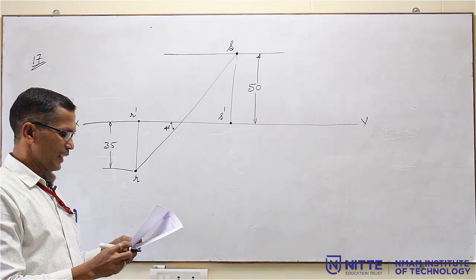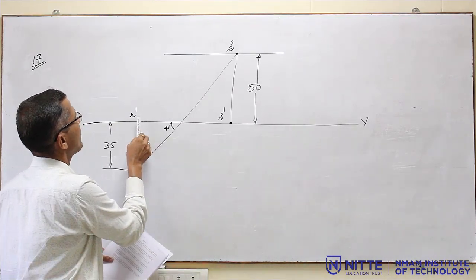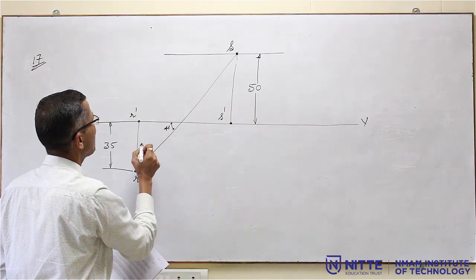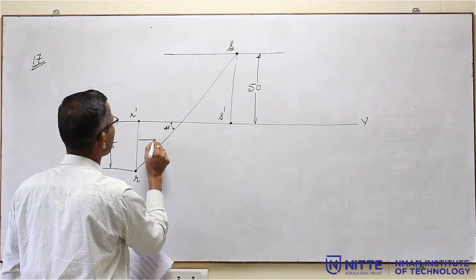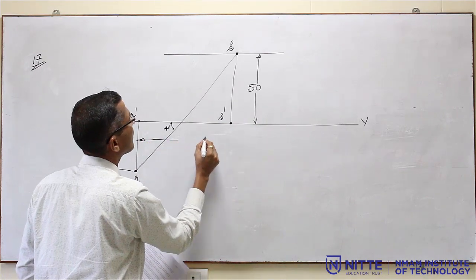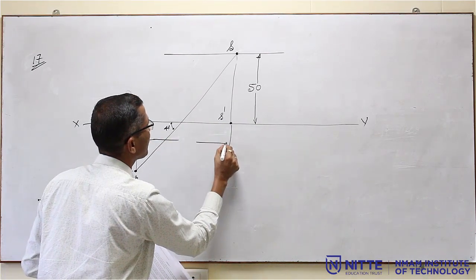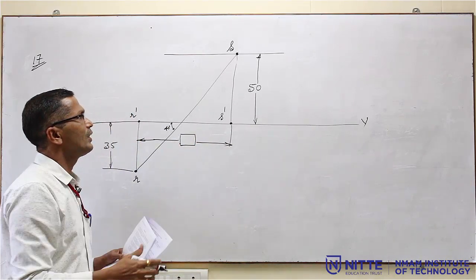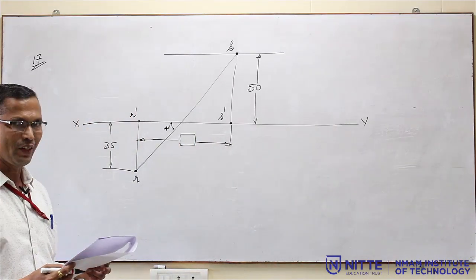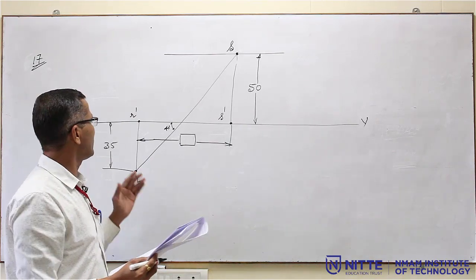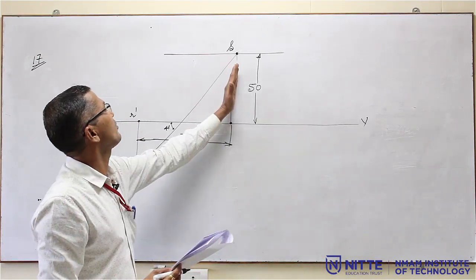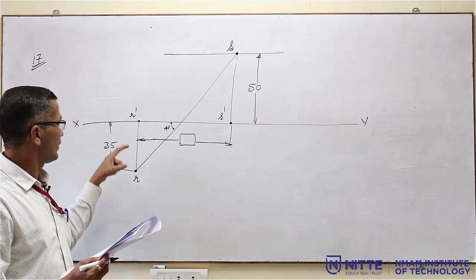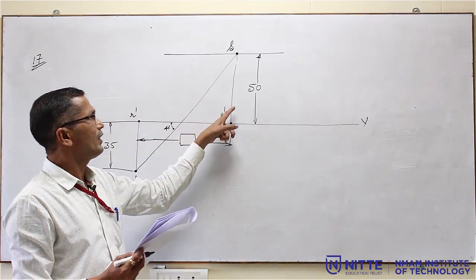Find the horizontal distance between the two points. Now, you have to measure this distance. What is the distance between this line and this line? You have to measure this horizontal distance and give the answer. So, that is the answer for the question. Find the horizontal distance between the two projectors. This is one projector, this is the other projector. What is the horizontal distance? You have to measure it and give the answer. So, this is the point R, this is the point S.